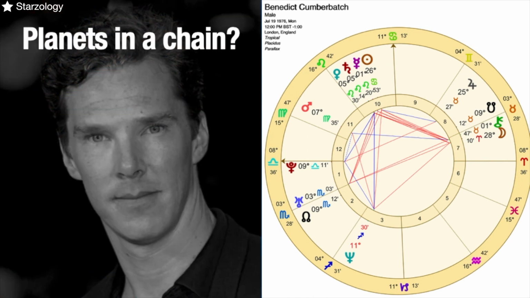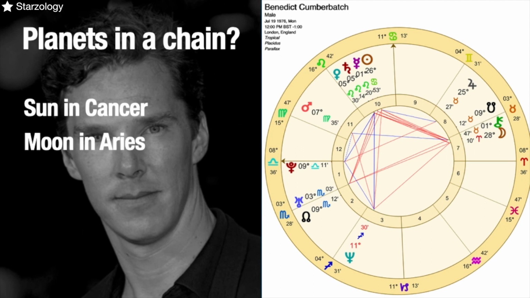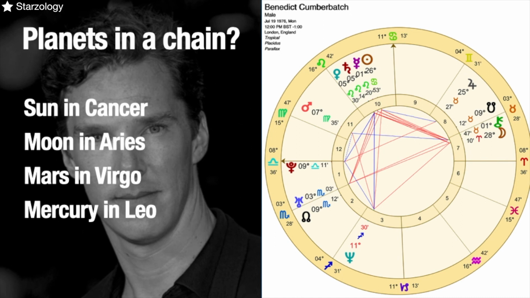So we start with the sun. So he's got the sun in Cancer. So we say, well, where's the moon? Oh, the moon is in Aries. So then we'll say, oh, well, where's Mars? And Mars is in Virgo. They'll say, oh, well, where's Mercury? Mercury's in Leo. Oh, and therefore the sun rules Leo. So here's our chain. Sun, moon, Mars, Mercury.